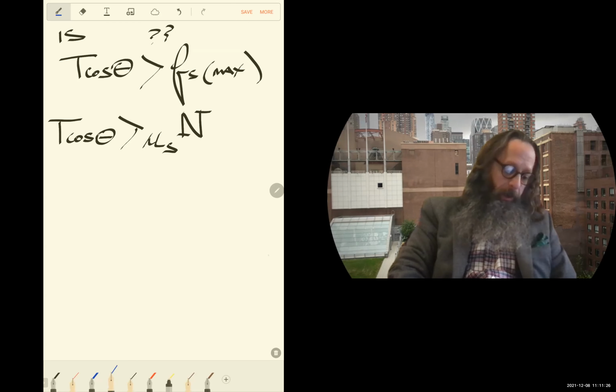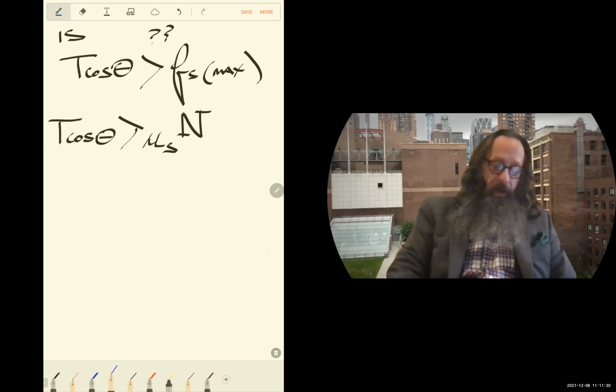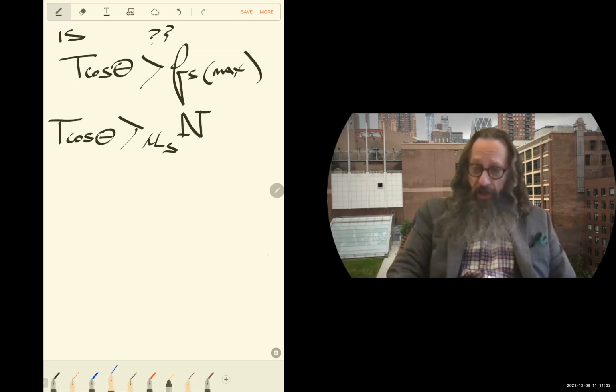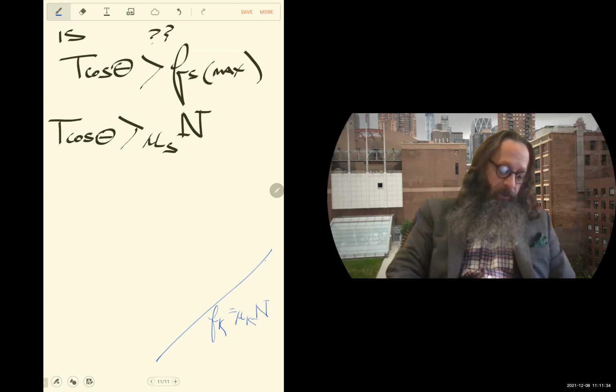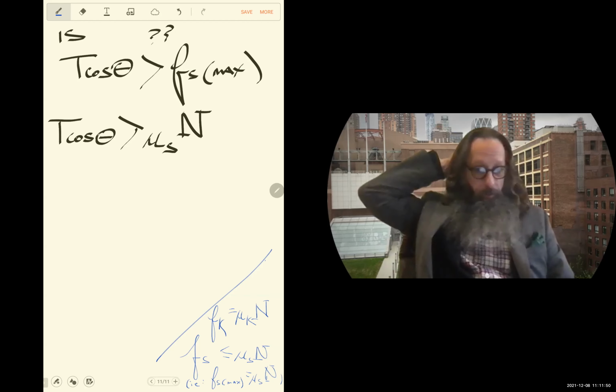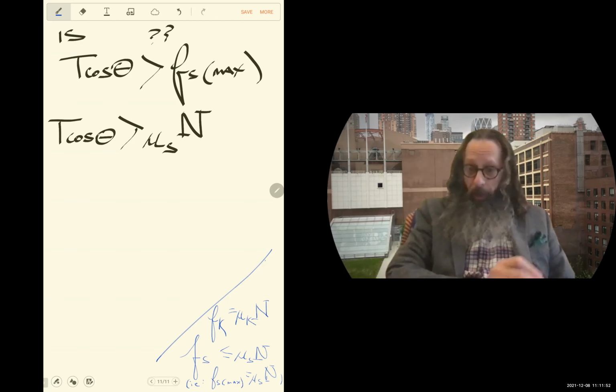Two types of friction, two types of coefficients. Kinetic friction always equals the kinetic coefficient times the normal, and static friction is less than or equal to the static coefficient times the normal. This is just the way friction works. We talked about this last week. Okay, so this is what I'm comparing.